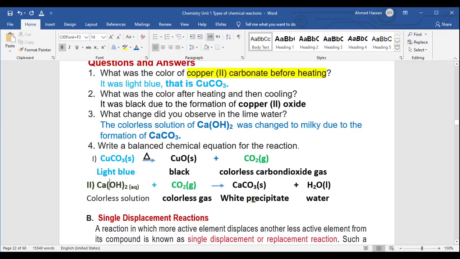This was the part on the decomposition reaction. Also, you observed in the laboratory the decomposition of hydrogen peroxide. It will be provided after this discussion.